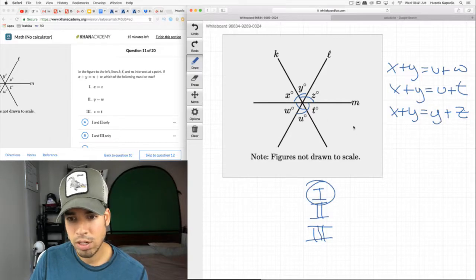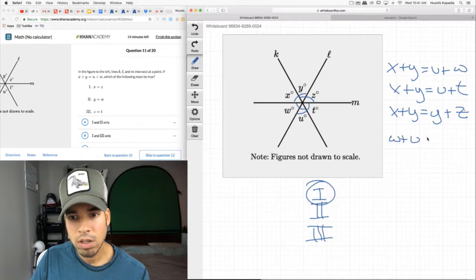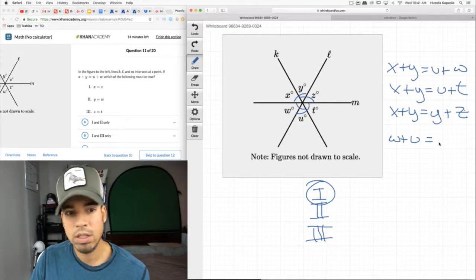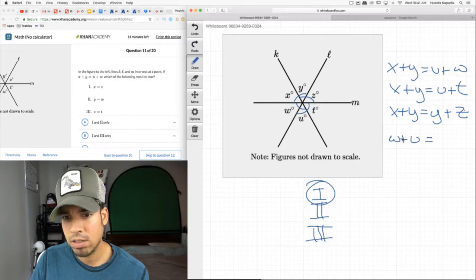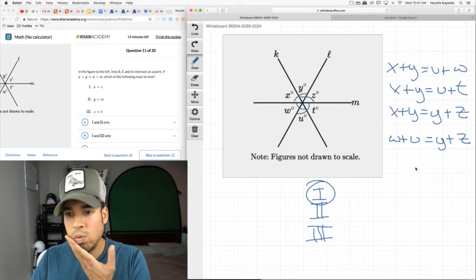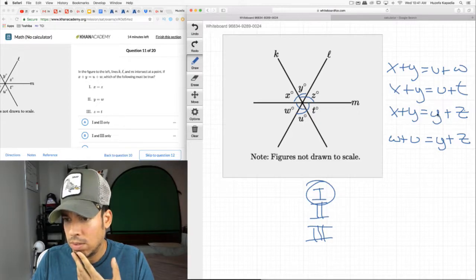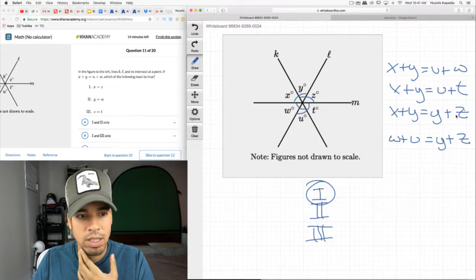Y equals, so okay, what else do we have? w plus u equals all of these, really. Let's see, we want to know if w equals y. So let me see this. w plus u equals y plus z. Hold on, so we know 1 is true. Do I know that y equals w? Let me see. x equals z.